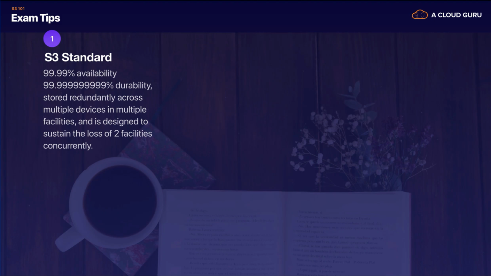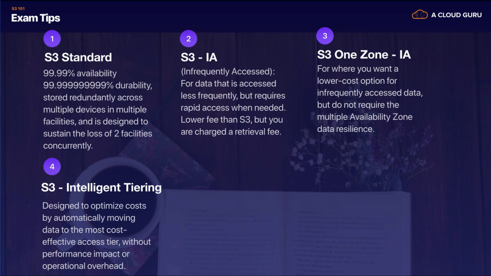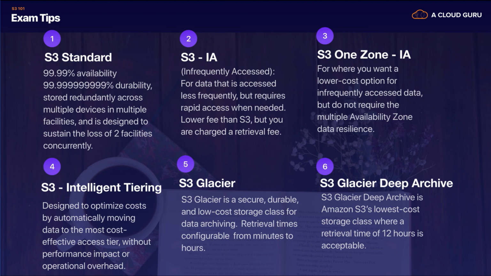So we've got S3 Standard, we've got S3 Infrequently Accessed, we've got S3 One Zone Infrequently Accessed, so this is where you want a lower cost solution but you don't need multiple availability zones. We then have S3 Intelligent-Tiering. This uses machine learning to move your data around the different storage classes. We then have S3 Glacier. This is a secure, durable, low cost storage class for data archiving, and your retrieval times are always configurable between minutes to hours. And then if you want the lowest cost storage available, we've got Glacier Deep Archive, and this is where a retrieval time of 12 hours is acceptable.